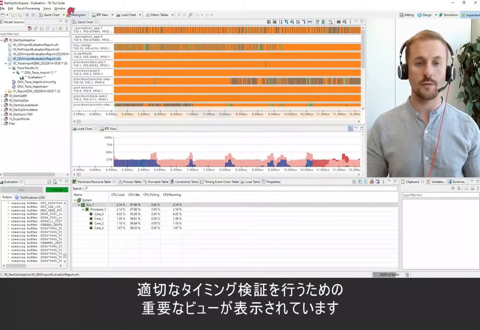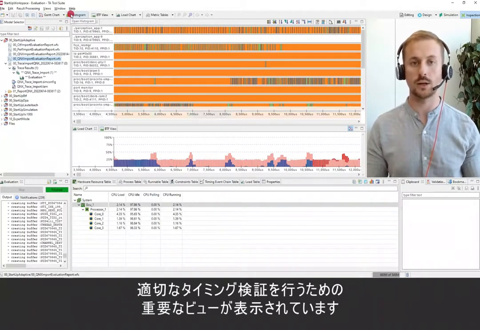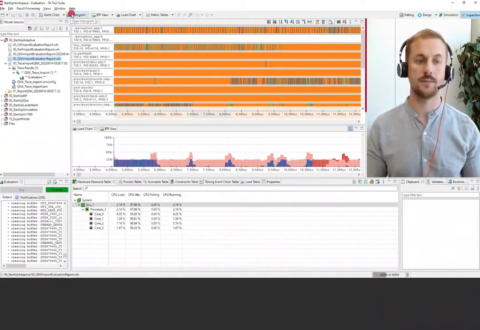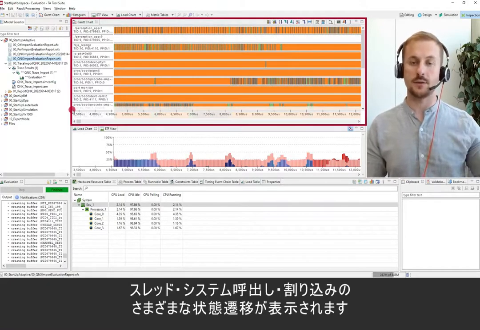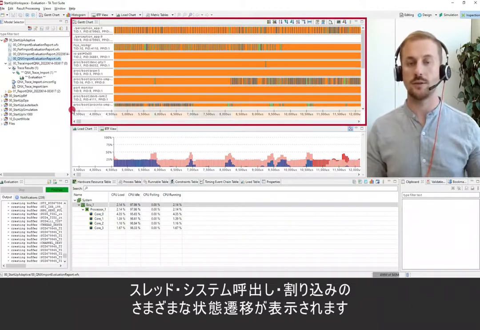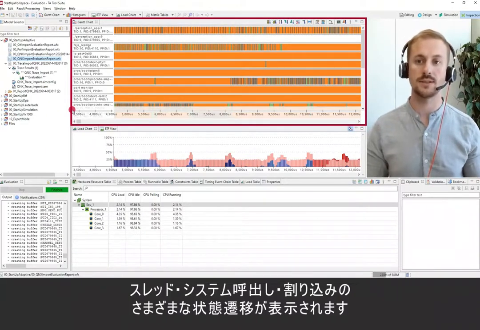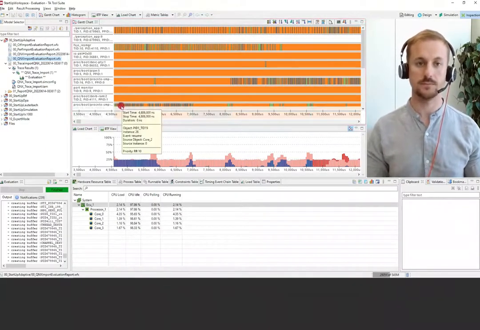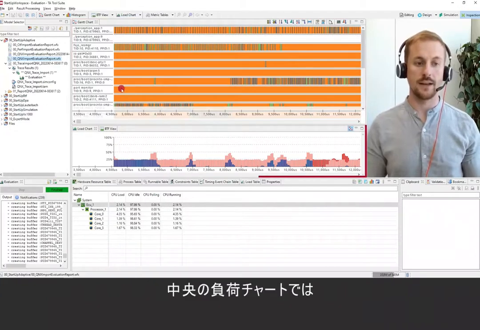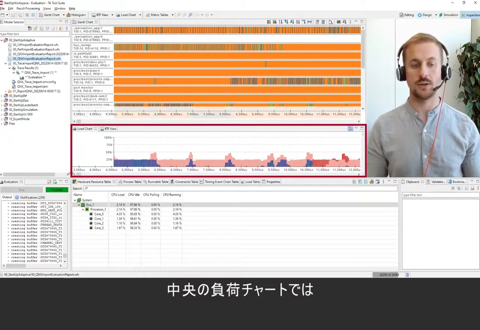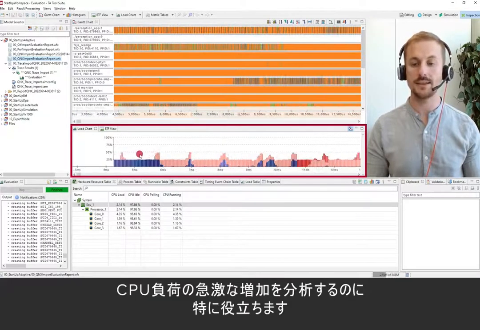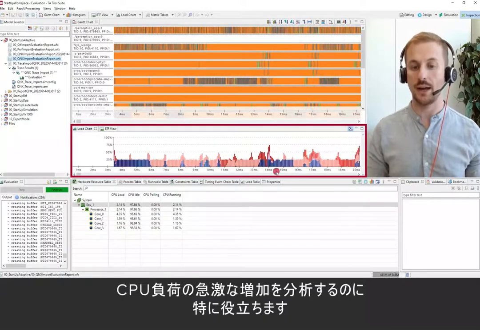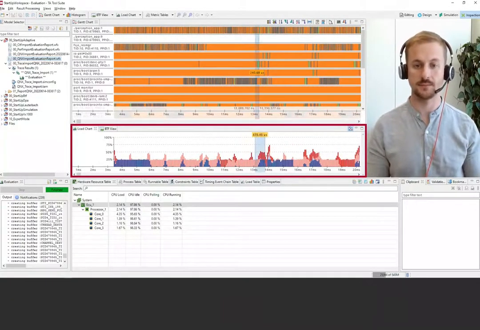That's why I can go to the inspection perspective directly. There you have all the important views to do a good timing verification. In the upper region, we have the Gantt chart, which shows the different states and state transition of the threads, system calls, and interrupts. Then in the middle region, we have the load chart, where you can see the CPU load consumption over time. This helps especially to analyze burst situations.